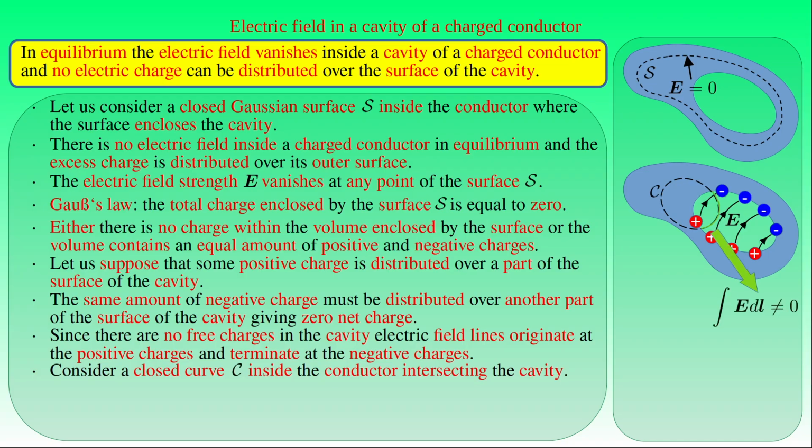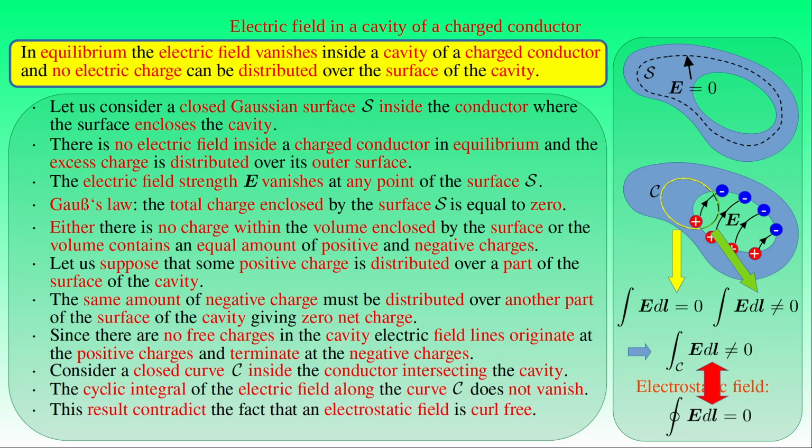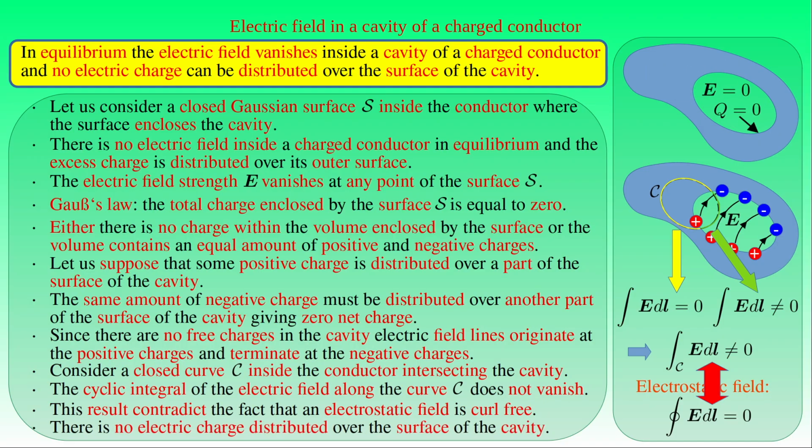When we perform the integration along the part of the curve C in the conductor where the electric field vanishes, we obtain 0. The line integral of the electric field E along the closed curve C, given by the sum of the two integrals, does not vanish, that is, the curl of the field E is non-zero. However, this result contradicts the fact that the curl of an electrostatic field vanishes, that is, its cyclic integral is equal to 0, which forbids the presence of electric charges distributed over the surface of the cavity, proving the statement.